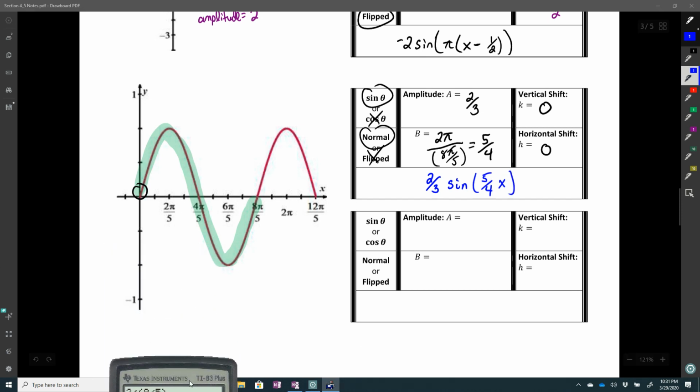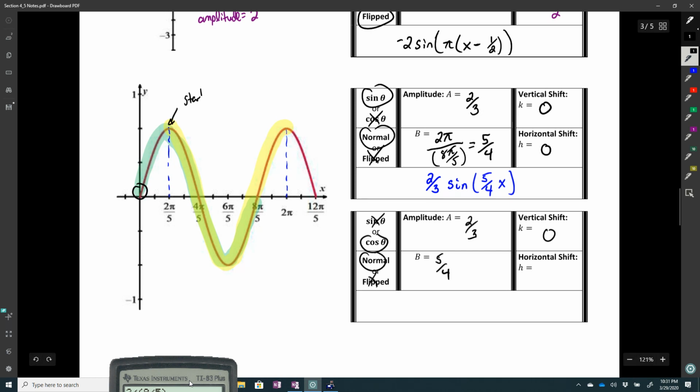Now, if you wanted to do it with cosine, then cosine would start up here and go from there to there. So you can see cosine would start at 2 pi over 5. But the amplitude and the b stay the same. So this stays 2/3 because it's the same wave. That stays 5/4. But this is a regular cosine. Still no vertical shift. But notice that I'm starting now at 2 pi over 5. So my horizontal shift is 2 pi over 5.